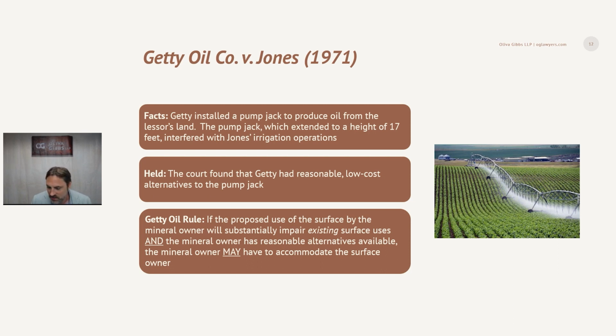Jones had been using this. It was imperative to his ability to make a living, to get reasonable use and enjoyment out of his land. And they found that, importantly, Getty had a reasonable low cost alternative to the pump jack. Now, I've always found the court's reasoning here to be a little bit interesting, because what the court says is, well, you could have dug a hole deep enough, put your pump jack down in a hole and have the irrigation system pass over it.